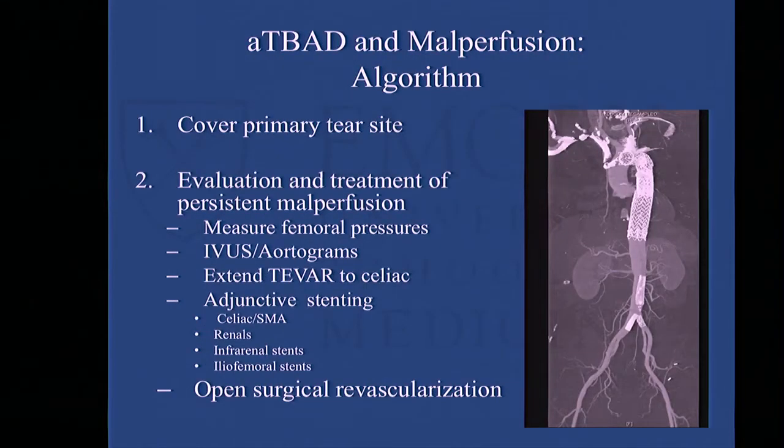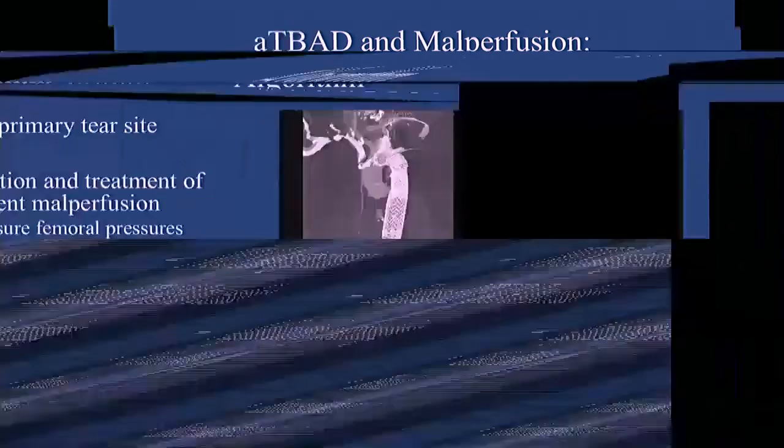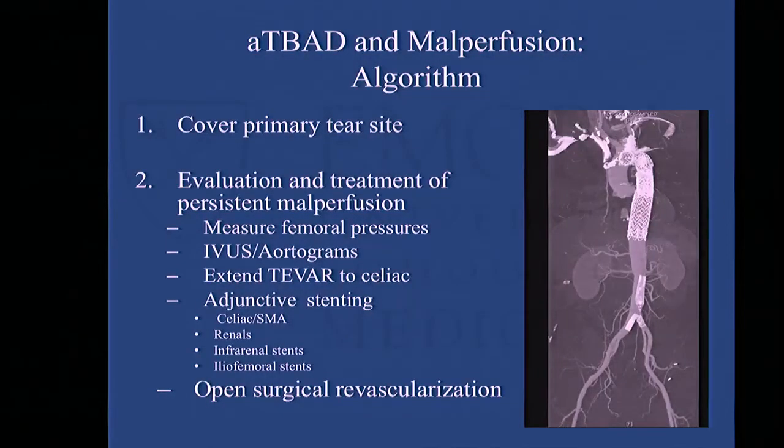When you have a type B with malperfusion, your algorithm, again, is to cover the primary tear and then go distally and evaluate with angiograms, IVUS, and measuring femoral pressures to identify if you have persistent malperfusion. If you do, which is, you know, not unusual, the key step is to extend your stent graft. When we started this, people just put a short stent graft up at the top. But now we extend routinely all the way down to the celiac. And then if we still have, for instance, static malperfusion in any of the branch vessels, they get stented. And if that doesn't work, they may get a bypass, such as a fem-fem bypass or an ax-fem bypass. But you have to relieve all the malperfusion here.